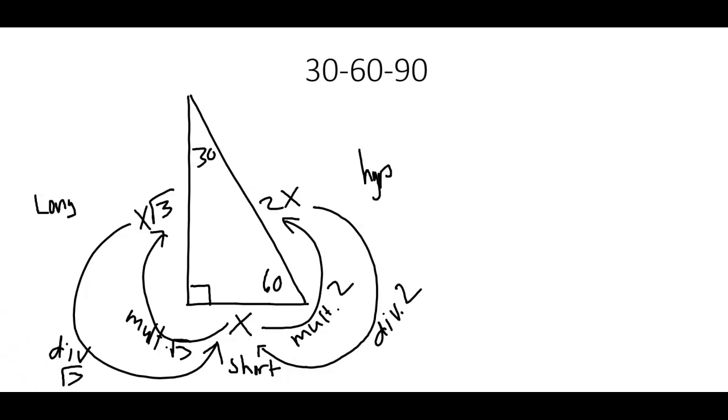So, as you guys can see, the important side here to have is the short leg. Your short leg, if you ever have that, you just double it to find your hypotenuse, and you multiply it by the square root of 3 to find your long leg. But you may have to work backwards sometimes. So if you have your hypotenuse, you'll start by dividing that by 2 to get your short leg. Or if you start with your long leg, you're going to start by dividing that by the square root of 3 to get to your short leg. Okay, so let's go ahead and take a look at some examples.